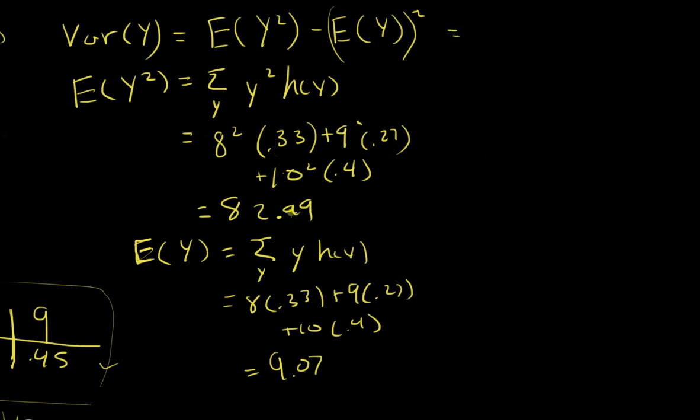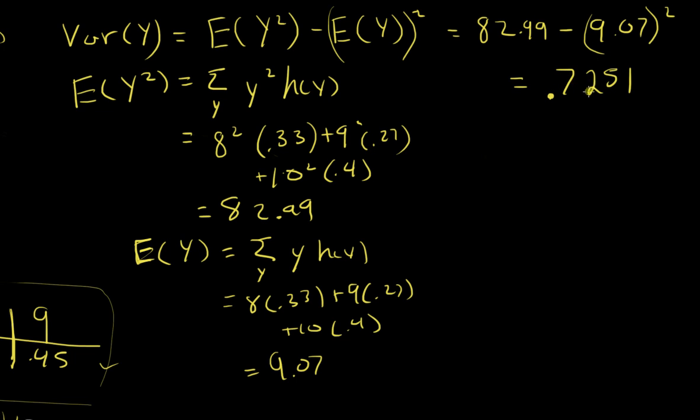So this is 82.99 minus 9.07 squared. So 82.99 minus 9.07 squared, and you get 0.7251. Alright, you should always end up with a variance that's positive.